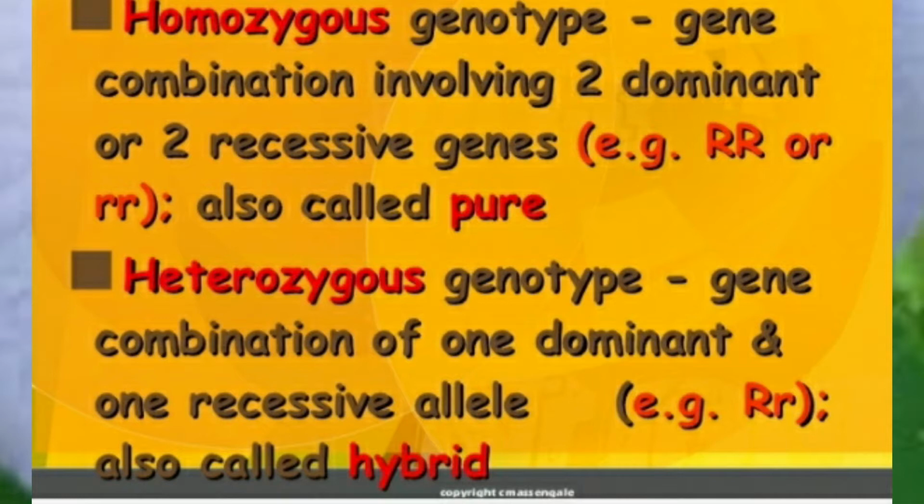Homozygous genotype is a gene combination involving two dominant or two recessive genes, children. For example, capital RR or small rr. Capital RR or small rr are also called pure breed. And what is heterozygous genotype? Gene combination of one dominant and one recessive allele, children. For example, capital R, small r. These are also called hybrid. Okay, children.